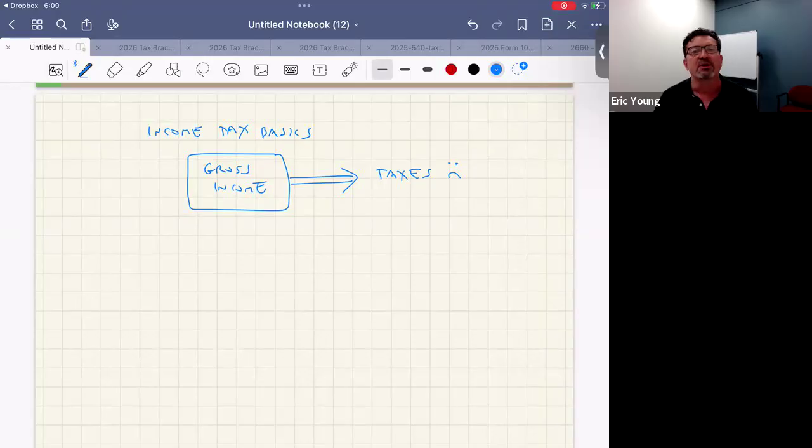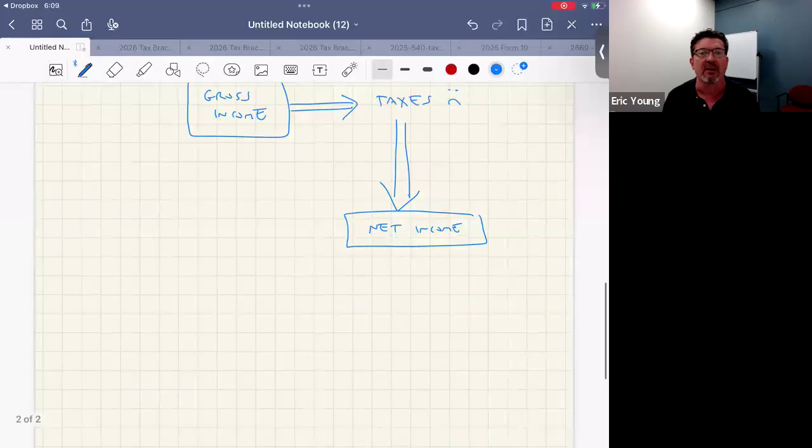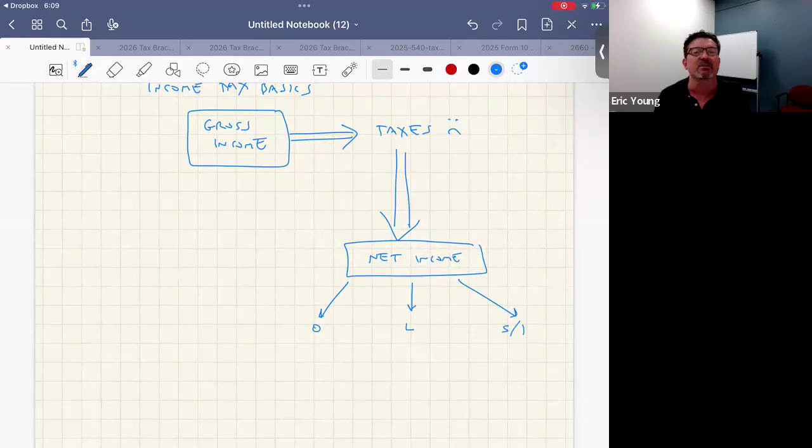And then once your taxes are taken out, the amount that's left over is your net income, which is also called your disposable income, because since your taxes have been taken out, that net income is what you have at your disposal to spend. And then we learned that you spend on obligations, on luxuries, and on savings and investment.